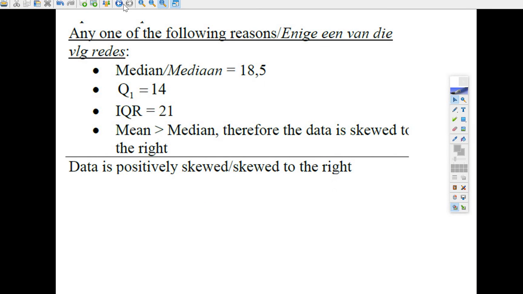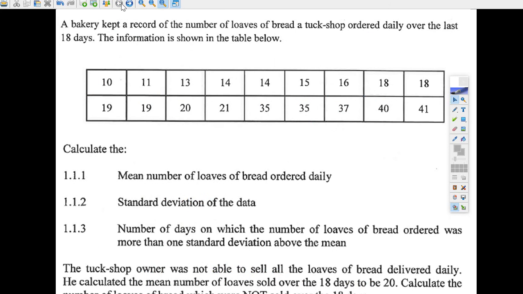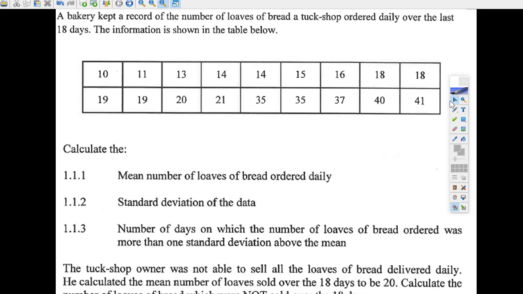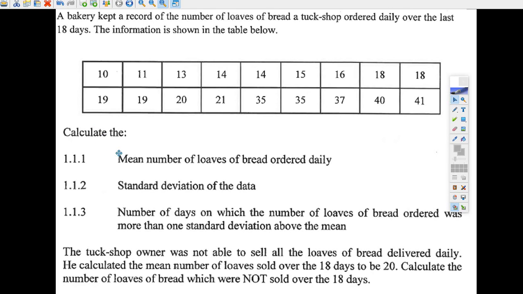Okay, we're going to do question 1 of paper 2 of November 21. I'm going to make the screen a little bit bigger here if I can. Oh, maybe I can't. Okay, here we go. We've got a bakery, and it kept a record of the number of loaves that it ordered over the last 18 days. The information is shown in the table below. And it says, calculate the mean number of loaves ordered daily.